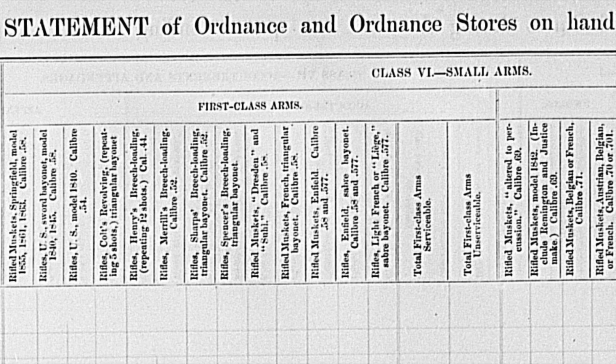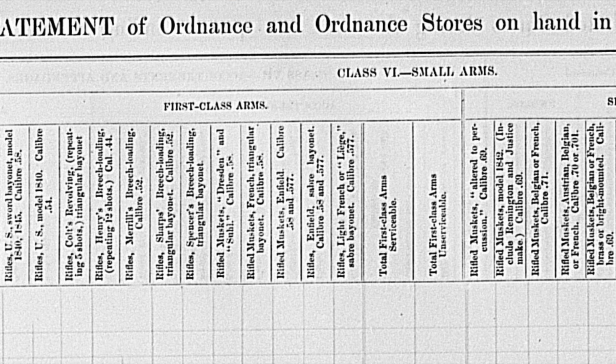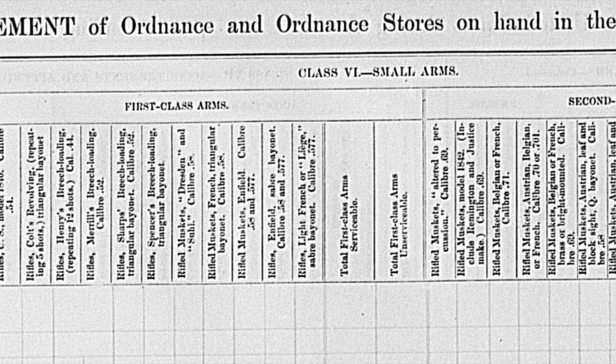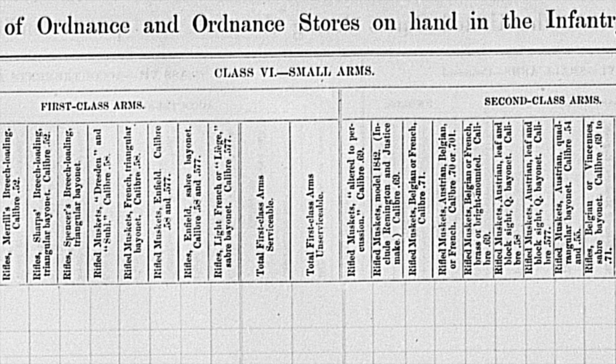So if you're really trying to narrow down what weapon exactly or what model your ancestor carried, whether it was a 61 Springfield or a 63 Springfield, unfortunately the Ordnance Returns doesn't really dictate that, but at least you'll be able to narrow it down to Springfield versus Enfield or French or Musketoon or something along those lines. Then moving on, it includes Colt revolving rifles, the Henrys, the Merrills, the Sharps rifles, also the Spencer rifle, the Dresden. Then it gets into the Frenches, the Enfields, the light French.